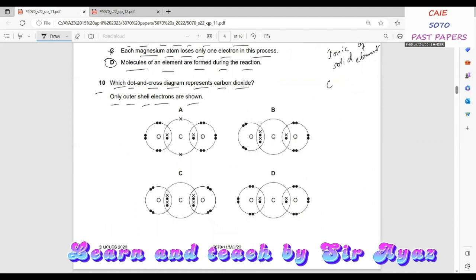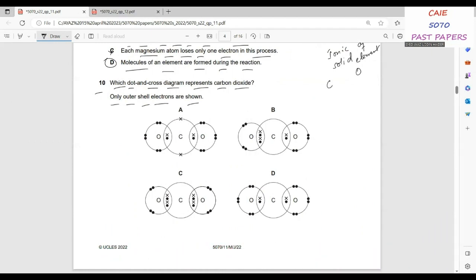We will get C plus O, -4 and -2, ignoring their charges. So we have 4 and 2. Simplifying these numbers, we'll get 2, 1. These subscripts will be exchanged and we get CO2. So there must be 1 carbon and 2 oxygen atoms. So all the diagrams are showing 1 carbon and 2 oxygen atoms.